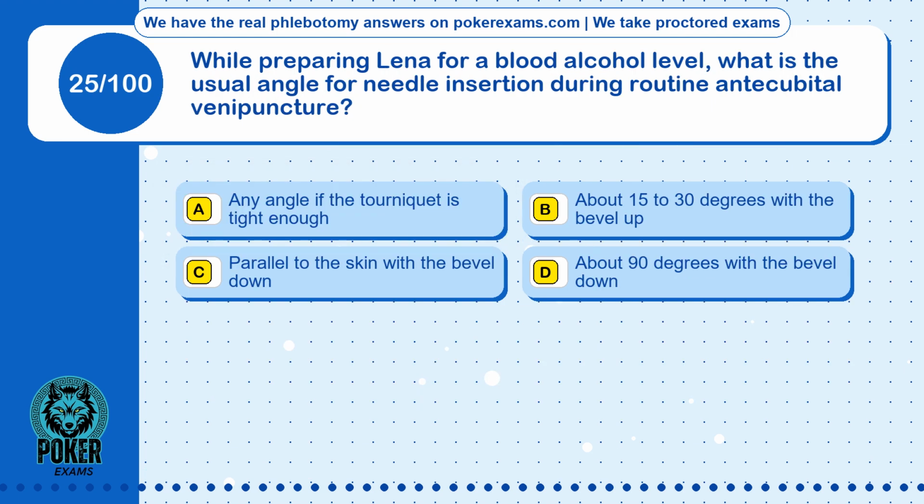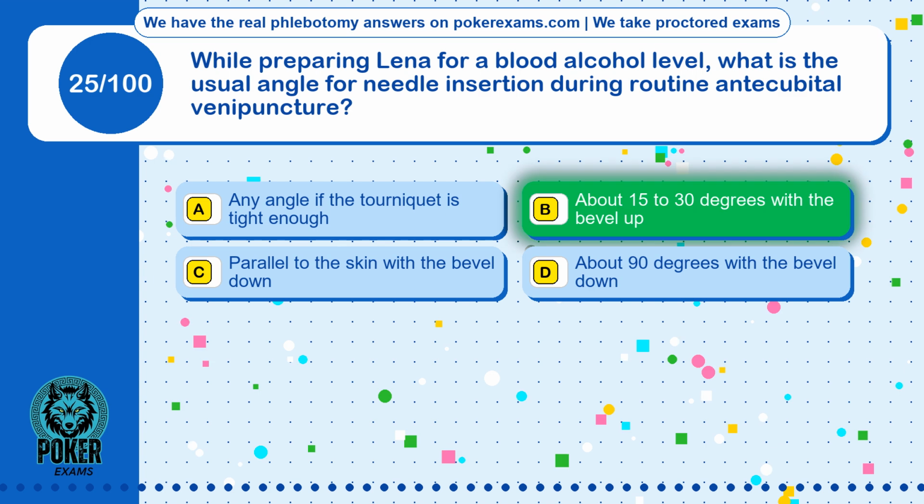Question 25. While preparing Lena for a blood alcohol level, what is the usual angle for needle insertion during routine antecubital venipuncture? Option A: any angle if the tourniquet is tight enough. Option B: about 15 to 30 degrees with the bevel up. Option C: parallel to the skin with the bevel down. Option D: about 90 degrees with the bevel down.